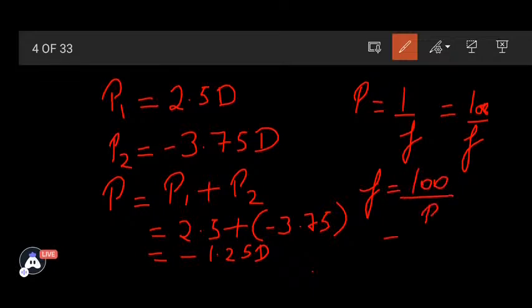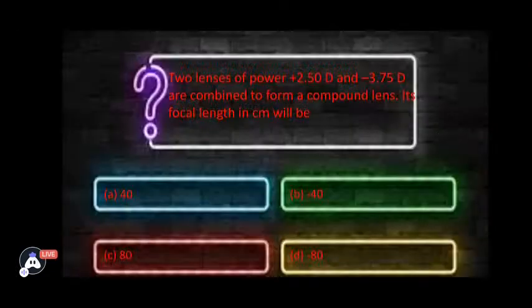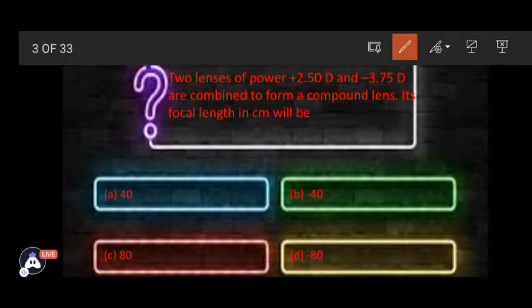What's the power turning out to be? Minus 1.25. So 100 upon minus 1.25. When you solve, you get minus 80 centimeter. So minus 80 centimeter is the correct answer for this question. Among the options A, B, C and D, the correct option is D. So D is the correct option for this question. Now moving ahead to the next one.